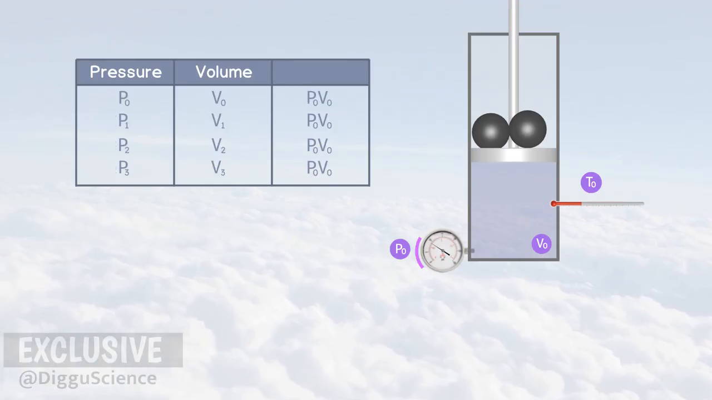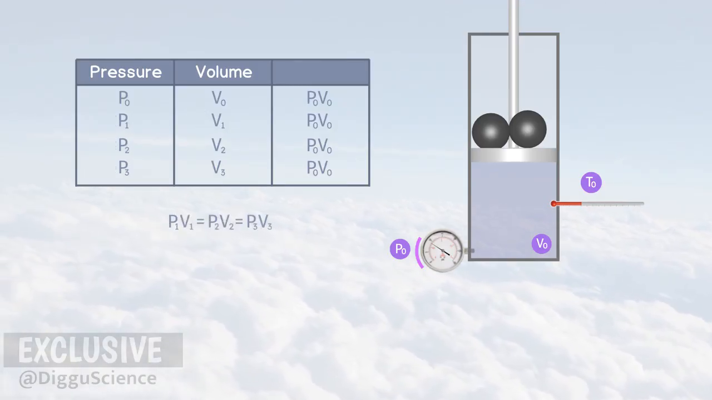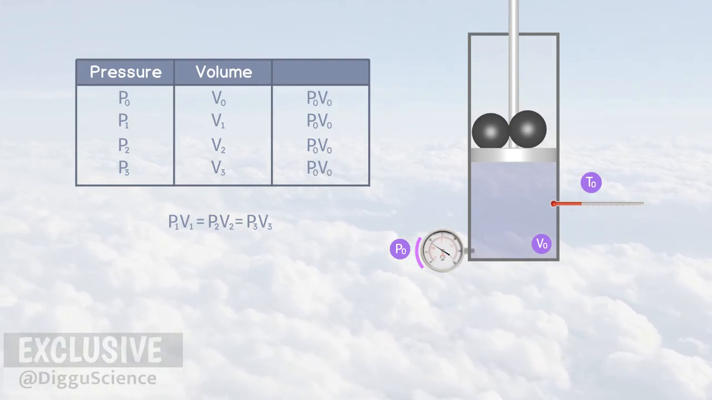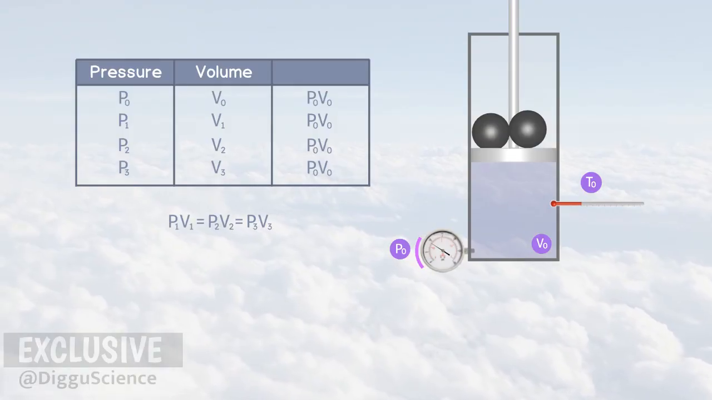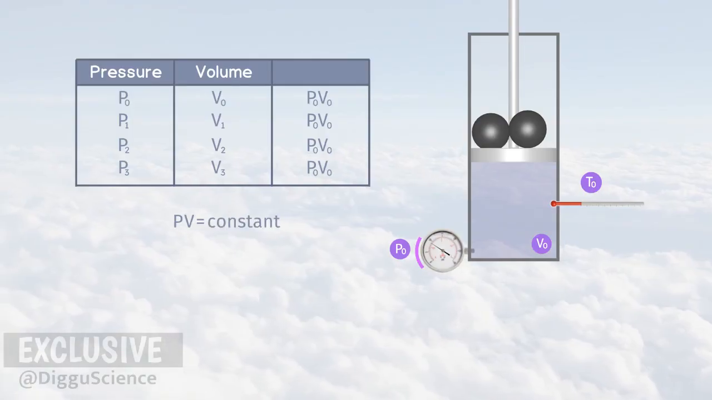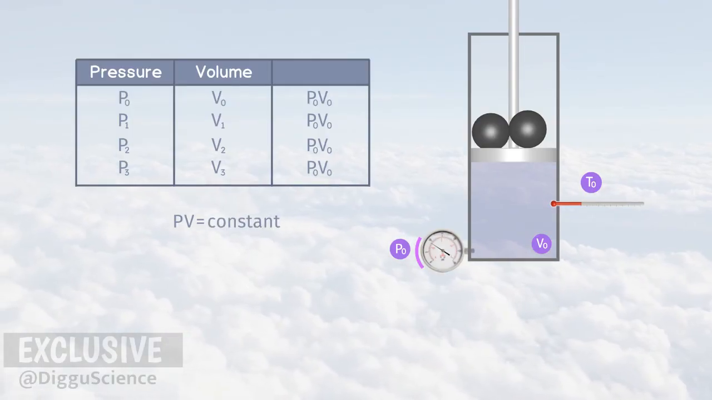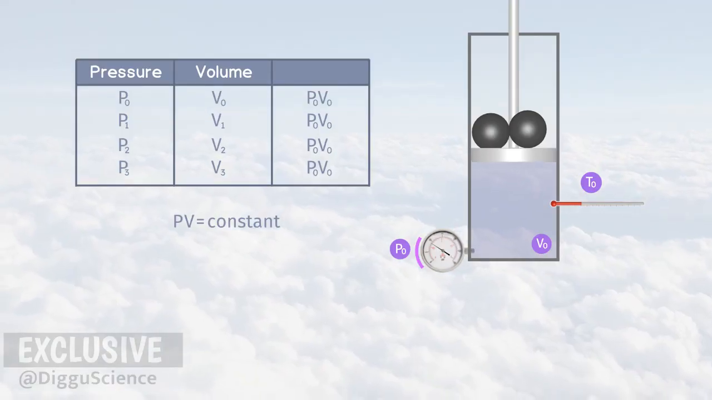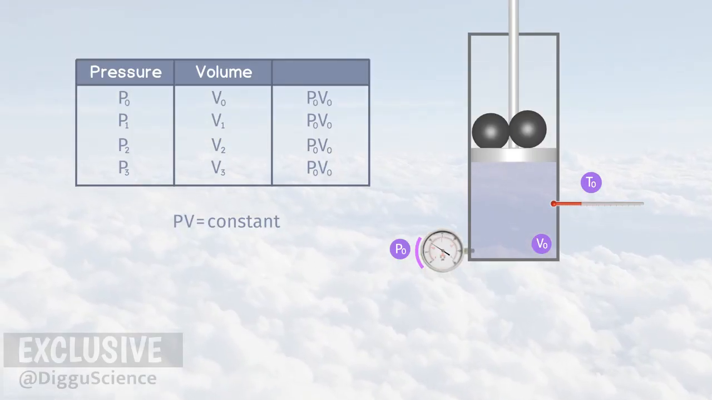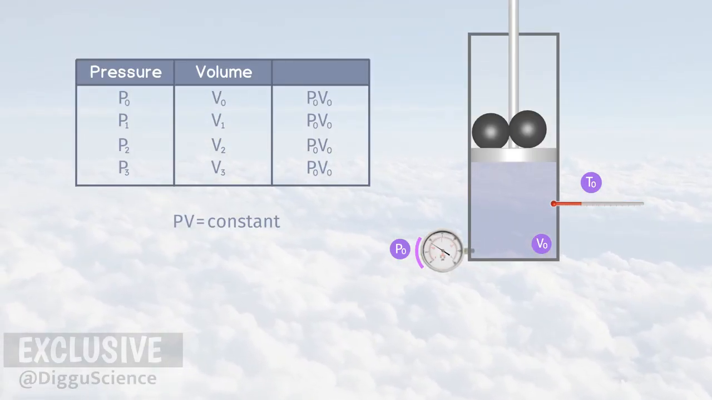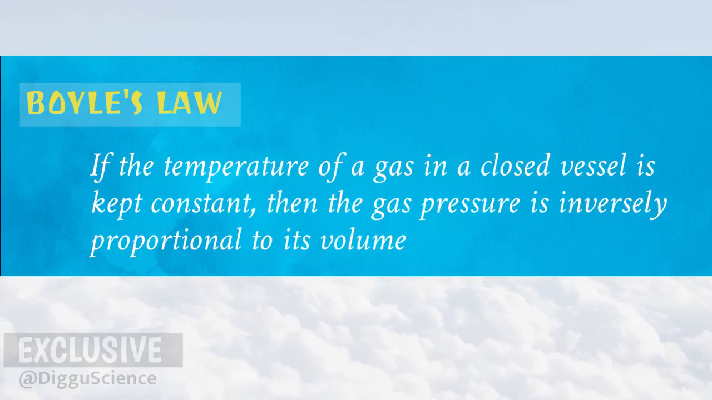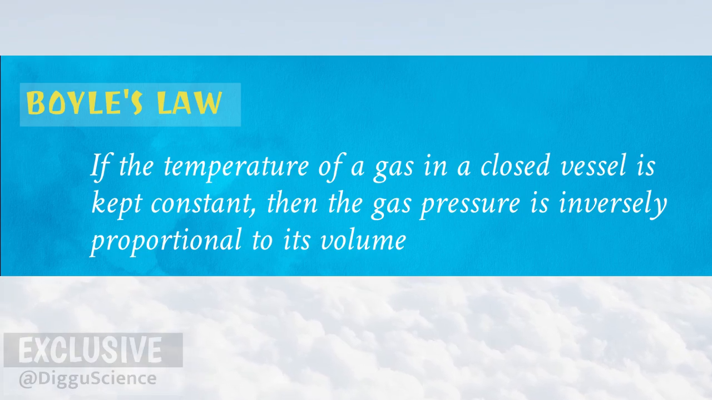If we replace each value with an index, we get the following equation. P1V1 equals P2V2, which equals P3V3. This mathematical expression can be simplified to PV is constant. This is the mathematical form of Boyle's law. This equation was first stated by Robert Boyle in 1966. In simple terms, if the temperature of a gas in a closed vessel is kept constant, then the gas pressure is inversely proportional to its volume.